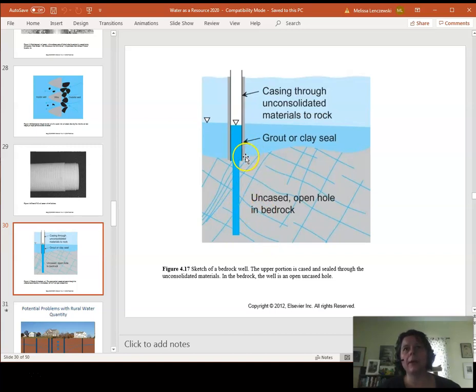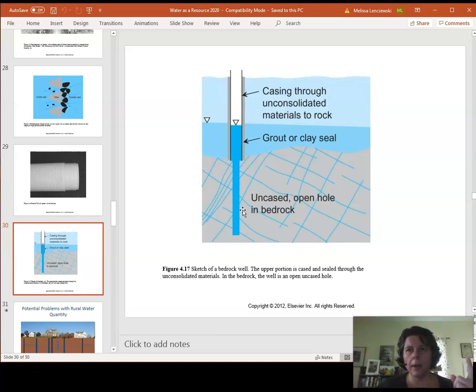But we still have it grouted down to that point so that we're not getting any of this material getting into it. Now, if you don't grout the whole thing, you can have problems with contamination going in. You also don't want to screen the entire thing. You want to screen for that aquifer that you're interested in. So that could be your confined aquifer. It could be a very specific depth because you know the water is good. So we don't just open it all the way up so all the water gets in.